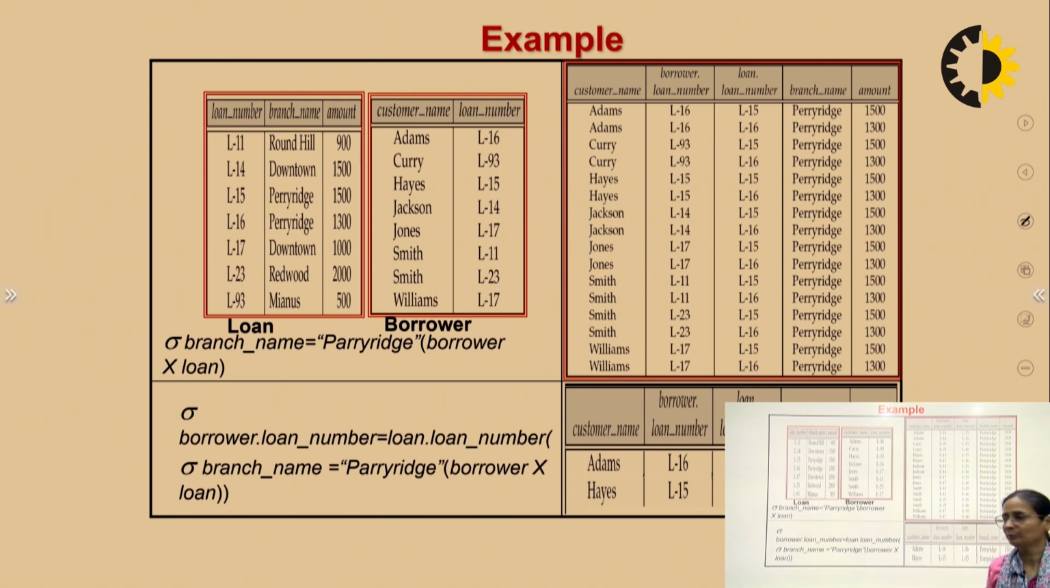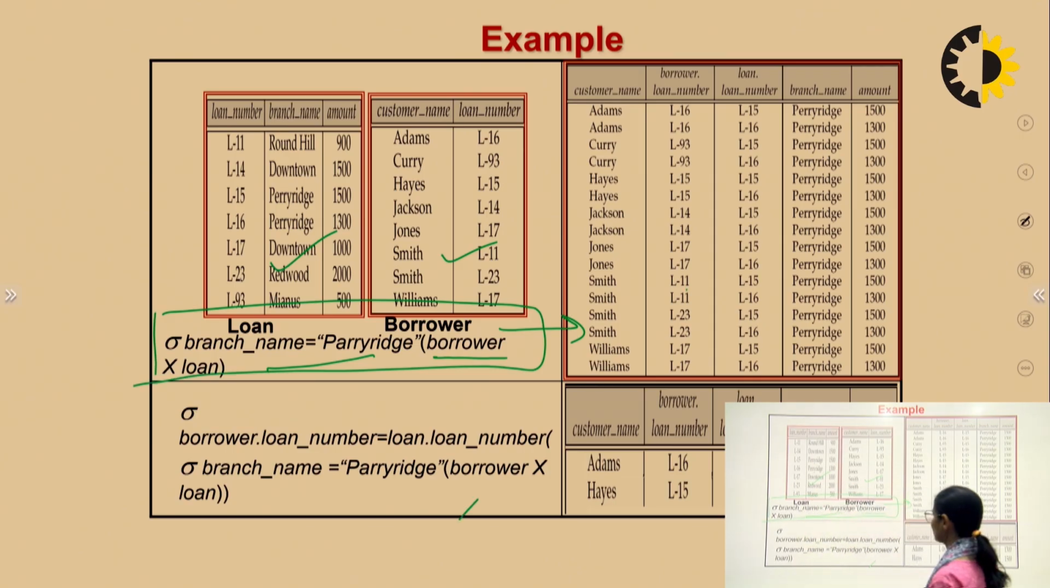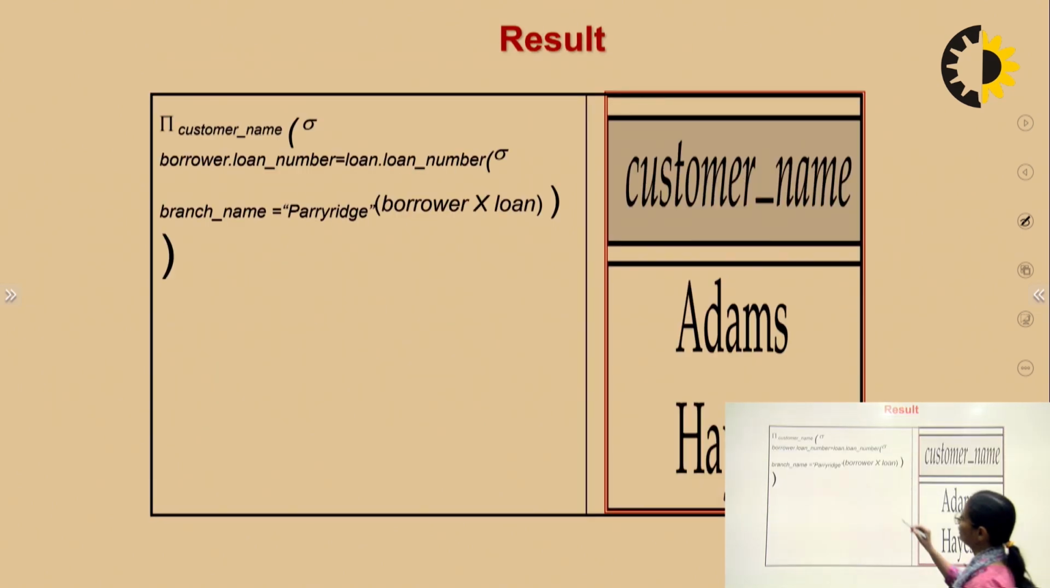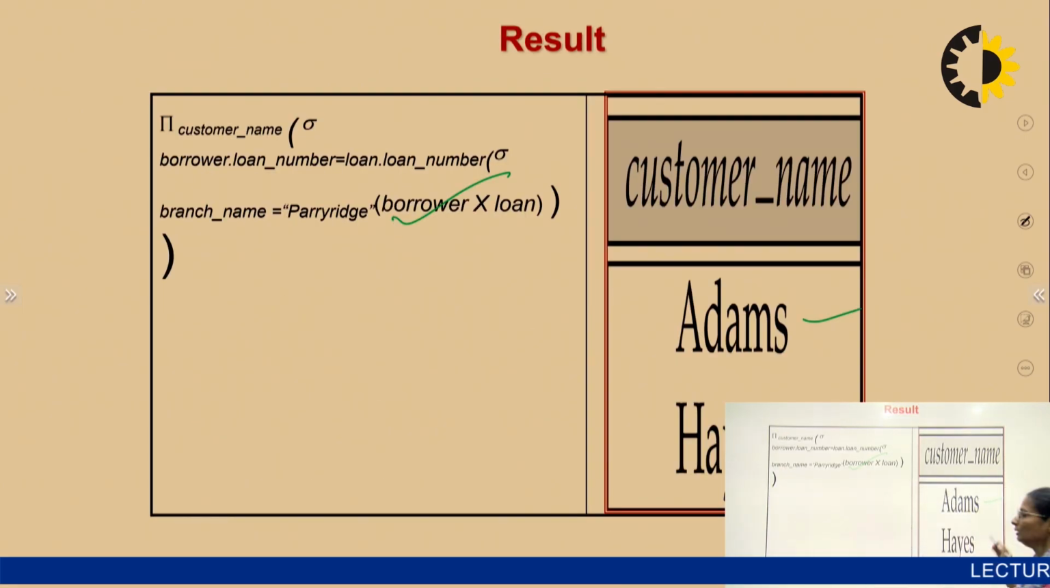The same thing, that is branch name equals Perry Ridge, borrower.loan. So this is my loan table, this is my borrower table, and this is the output of this particular query. Once I got this output, on this output I ran this select operator, and this is the output which I got here. But since I need only the customer name, I ran this one on this. So only these 2 names are displayed in the final output.